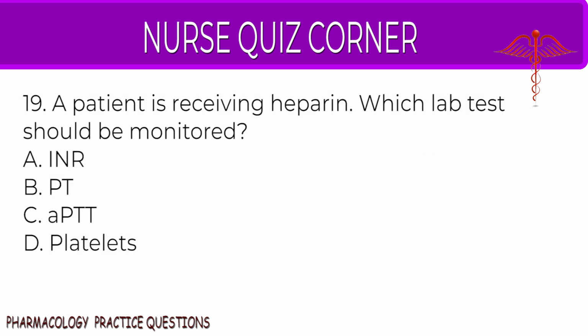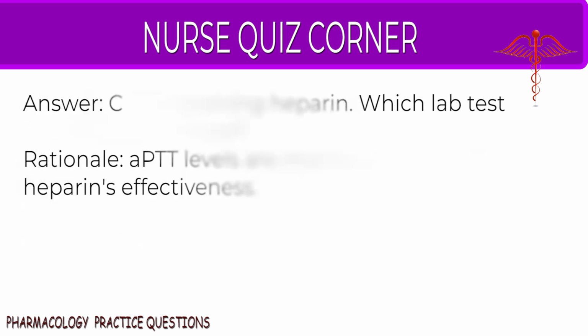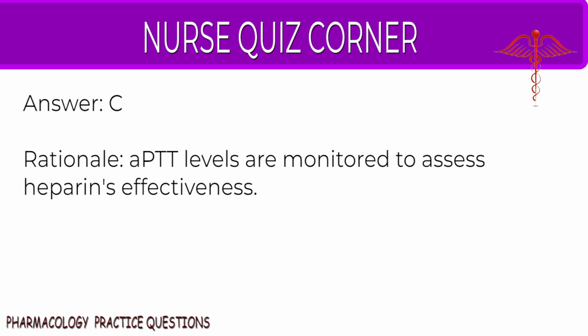19. A patient is receiving heparin. Which lab test should be monitored? A. INR, B. PT, C. aPTT, D. Platelets. Answer: C. Rationale: aPTT levels are monitored to assess heparin's effectiveness.